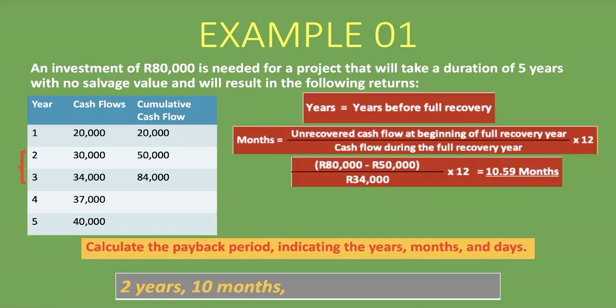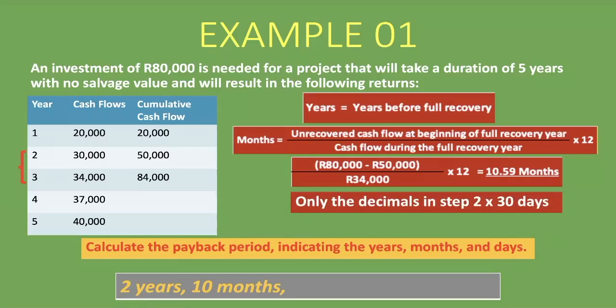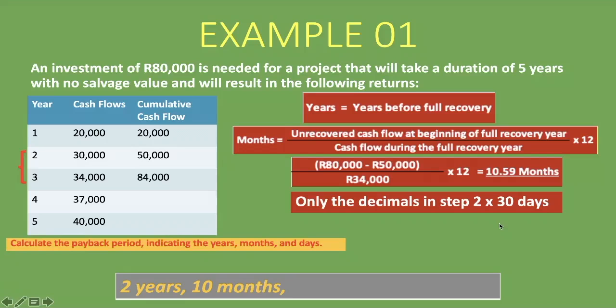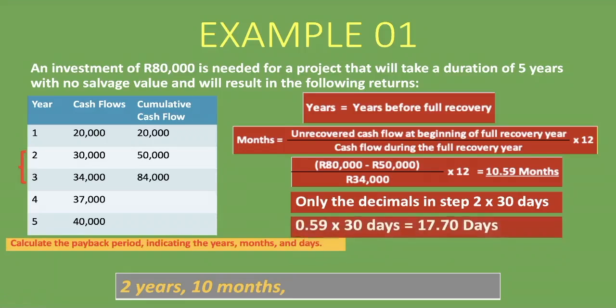Now we can calculate the amount of days. So we know it's going to take us 2 years, 10 months. But how many days? Well, here's how we'll do that. It's also an easy one. Remember the formula. It's only the decimals in step 2 times 30 days. And what is the decimal in step 2? Well, it's the 0.59 you see here. So let me make this one smaller, and then we put in here our calculation is the 0.59 times 30 days, and it gives us 17.70 days.